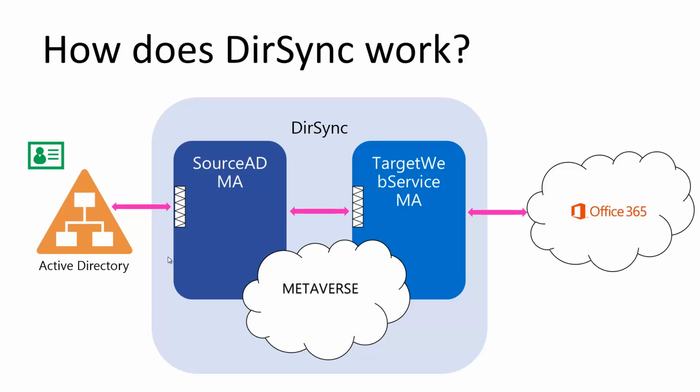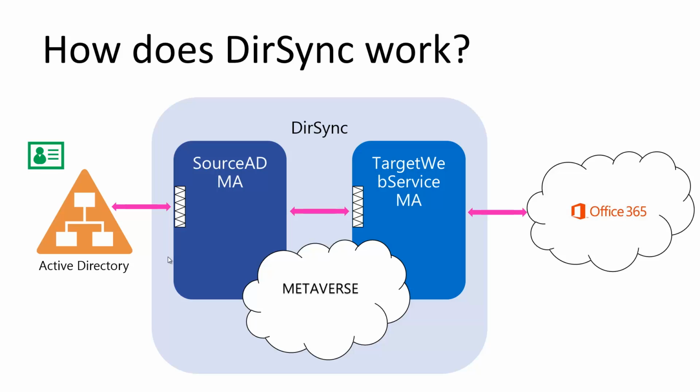In the middle, there is a little bit enlarged DirSync instance with both of the management agents that are running within DirSync. So there is a management agent, the source AD management agent, which is responsible for getting data from the on-premises environment into a temporary database, which is called the metaverse. And then there is the target web service, which is responsible for getting the data from the metaverse into Office 365.